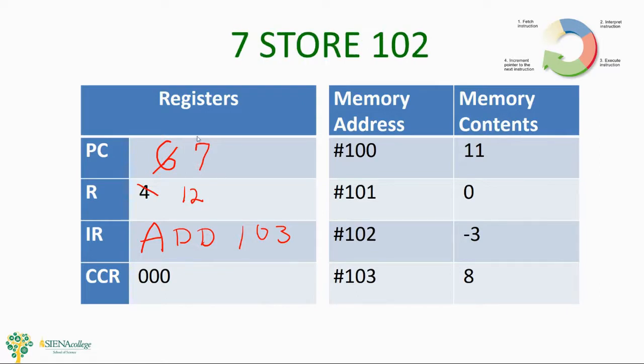Now we need to increment our pointer to the next location, location 7, and 7 has a store 102 in it. So we need to fetch our store 102. Okay, step 2 is interpret. What does it mean? It means take the value that's in the register and store it at the location specified by the operand. All right, so we're going to get rid of this -3, and we're going to put a 12 there. So that was our execute. We need to increment our pointer to the next instruction. And that's all we have at the moment.